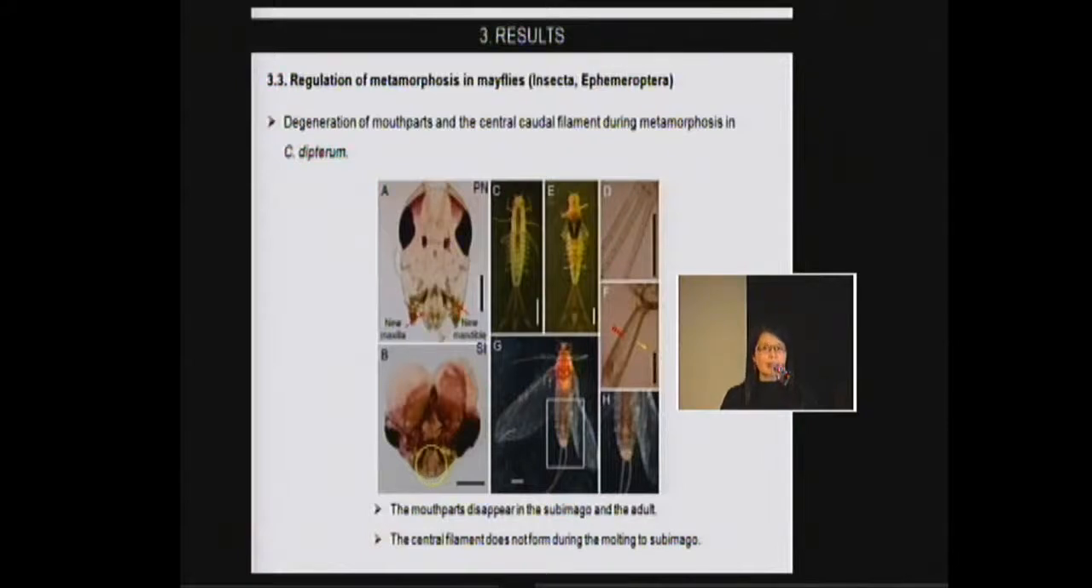And in the case of the central filament, we found that they do not form during the transition from the last nymphal instar to the subimago.